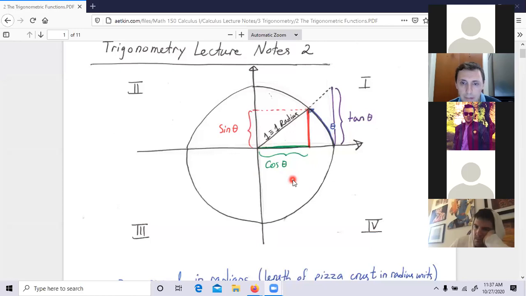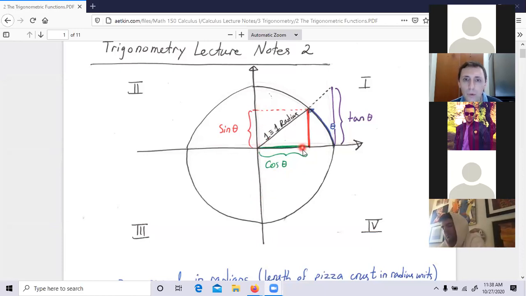And what about the fourth quadrant? In the fourth quadrant, will tangent be negative or positive? Very nice. It's negative because what? Cosine is positive, but sine is negative, yes?